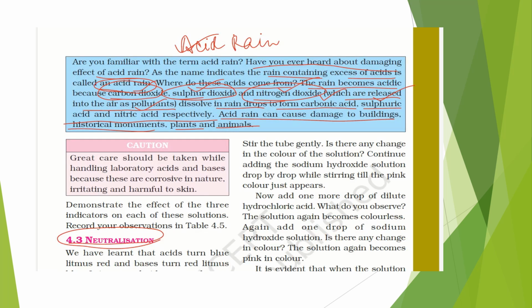Now, Taj Mahal, you all have heard of the Taj Mahal. The Taj Mahal is in Agra, right? The Taj Mahal has also started decolorizing. The white color of the marble has turned yellowish, or the beautiful color of the marble has faded, due to this acid rain.